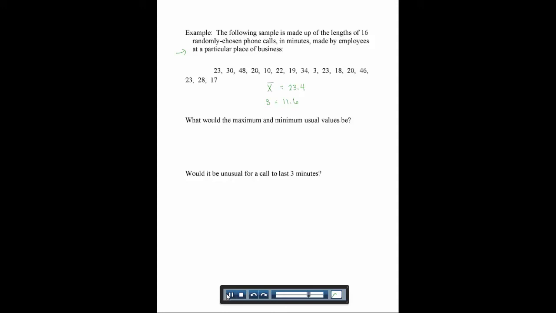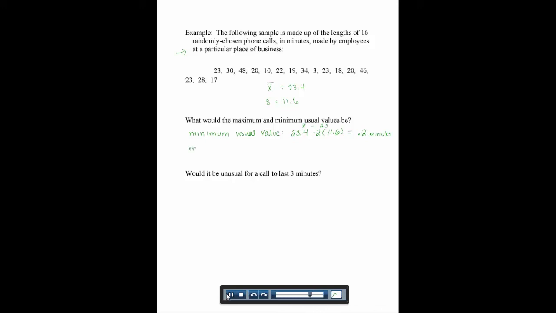Okay, then we want to find the maximum and the minimum usual value. So the minimum usual value is going to be equal to 23.4, the mean, minus 2 times the standard deviation, 11.6. Remember, our formula is x bar minus 2s. Okay, and that gives us 0.2 minutes. So anything shorter than 0.2 minutes would be considered unusual.